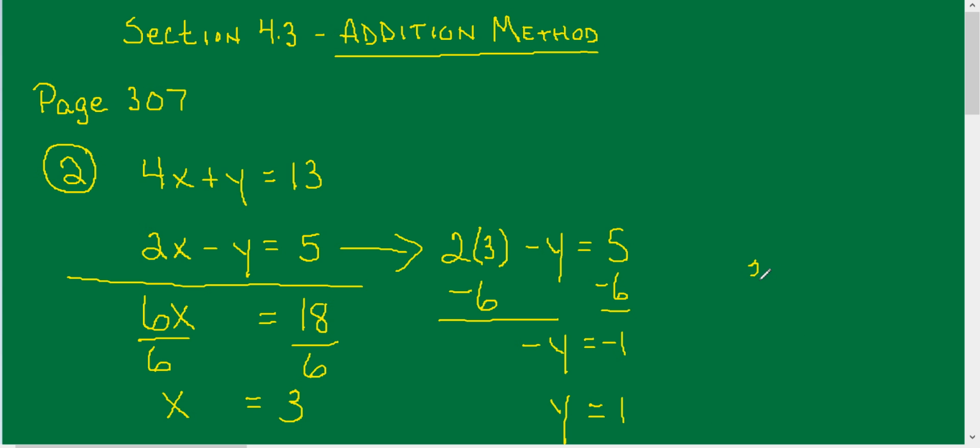So my solution set becomes 3, 1. Okay? And these are supposed to be braces. Alright, so there's number 2, the first of several exercises.